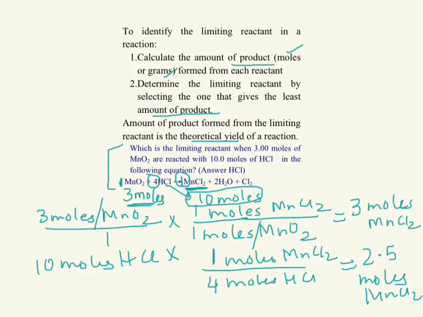Now you see, where are you getting the lesser amount of product? Here you're getting 3 moles of the product, here you're getting 2.5 moles of the product. So the lesser amount is here. That means you're getting the lesser amount when you're starting with HCl. So HCl is your limiting reactant.